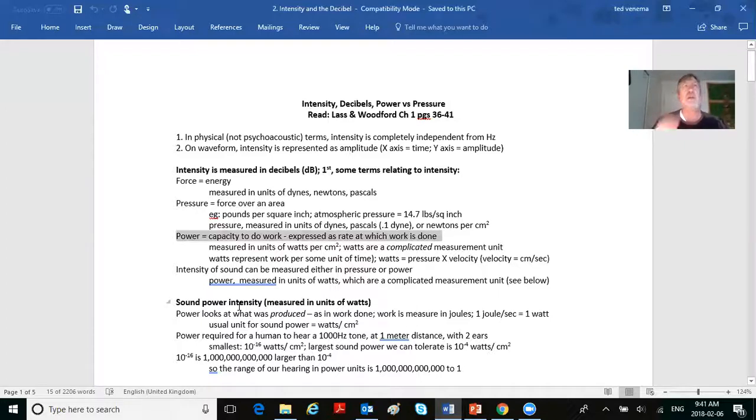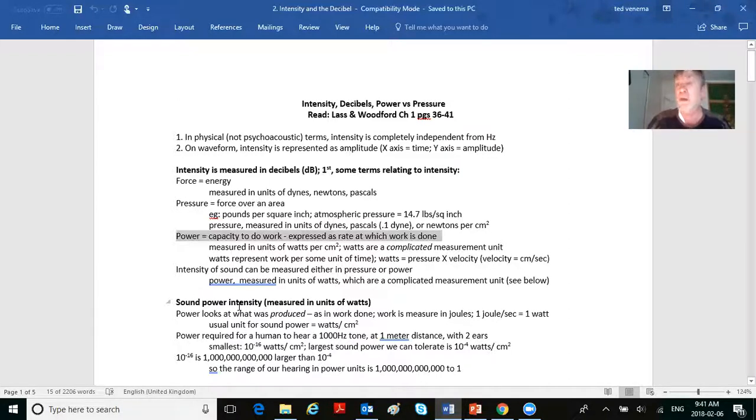Okay, let's talk about that. What the heck is power? Power is work done. Instead of pressure received, it's work done. And that's measured in units of watts per centimeter squared.